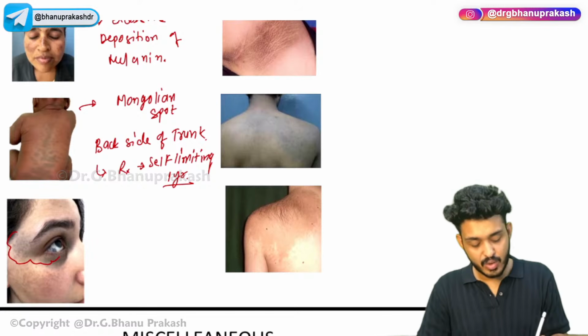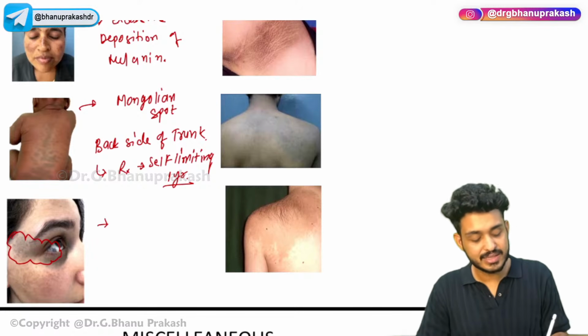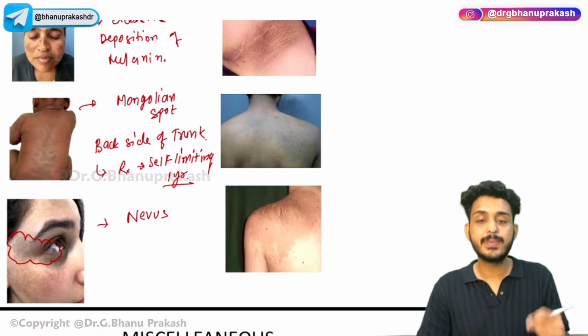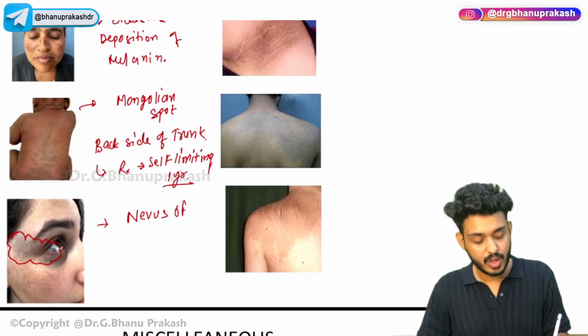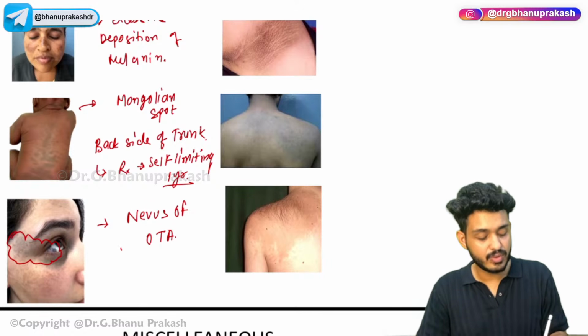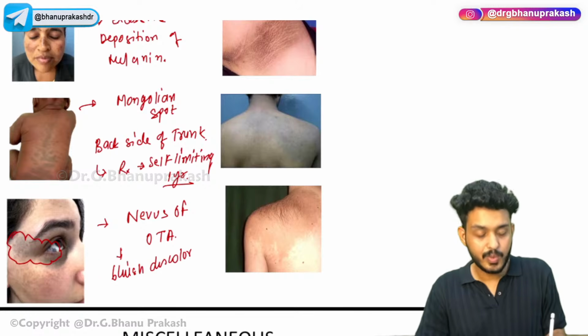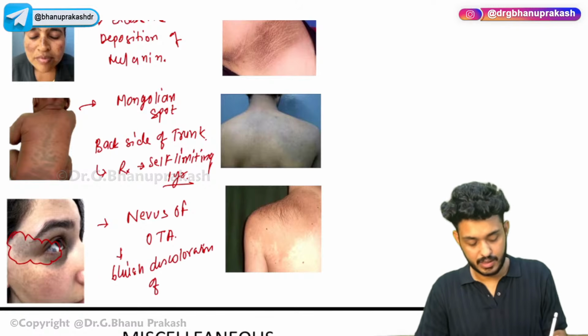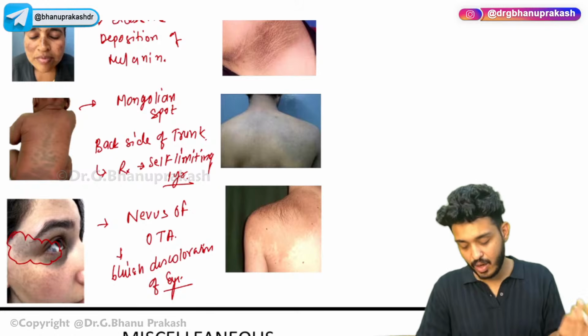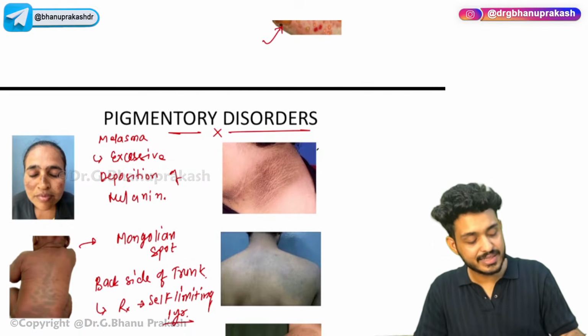This is around the ophthalmic nerve. This is known as nevus. The meaning of nevus is discoloration. This is nevus of Ota, where you will find bluish discoloration of the eye. That would be the ophthalmic thing. Okay, try to answer this.